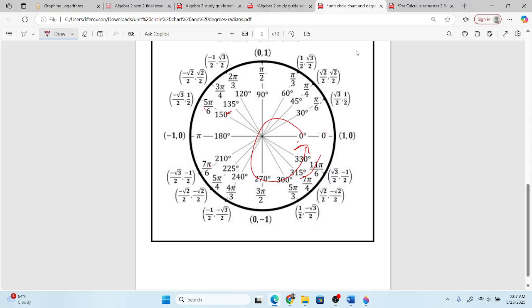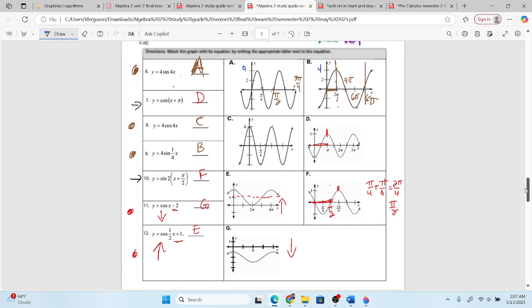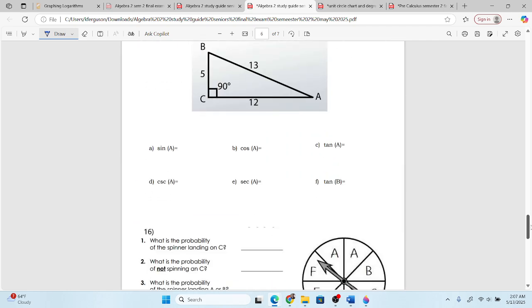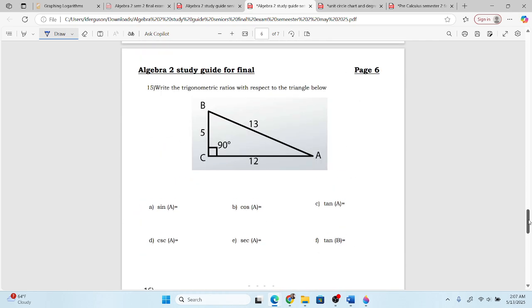And then what's my cosine? 1. And that's page 5. Let's see, do we want to do page 6? Yeah, okay. Now remember what we're dealing with here.